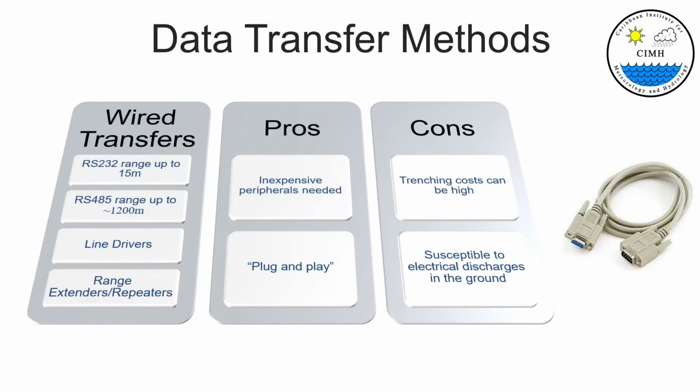Wire transfers. This is a direct connection to data collection devices to transfer data. Some transfer types include RS-232, RS-485, and coupled with line drivers and range extenders, these can be very inexpensive peripherals and they're usually plug and play. However, trenching costs can be high as these wires are usually underground and as a result are susceptible to electrical discharges.